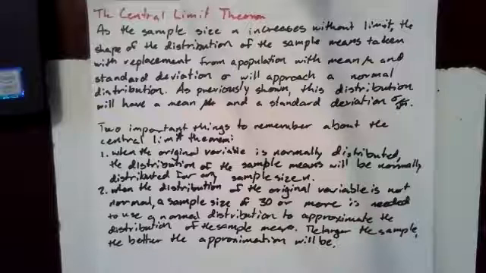Two important things to remember about the central limit theorem. When the original variable is normally distributed, the distribution of the sample means will be normally distributed for any sample size n. And when the distribution of the original variable is not normal, a sample size of 30 or more is needed to use a normal distribution to approximate the distribution of the sample means. The larger the sample, the better the approximation will be.